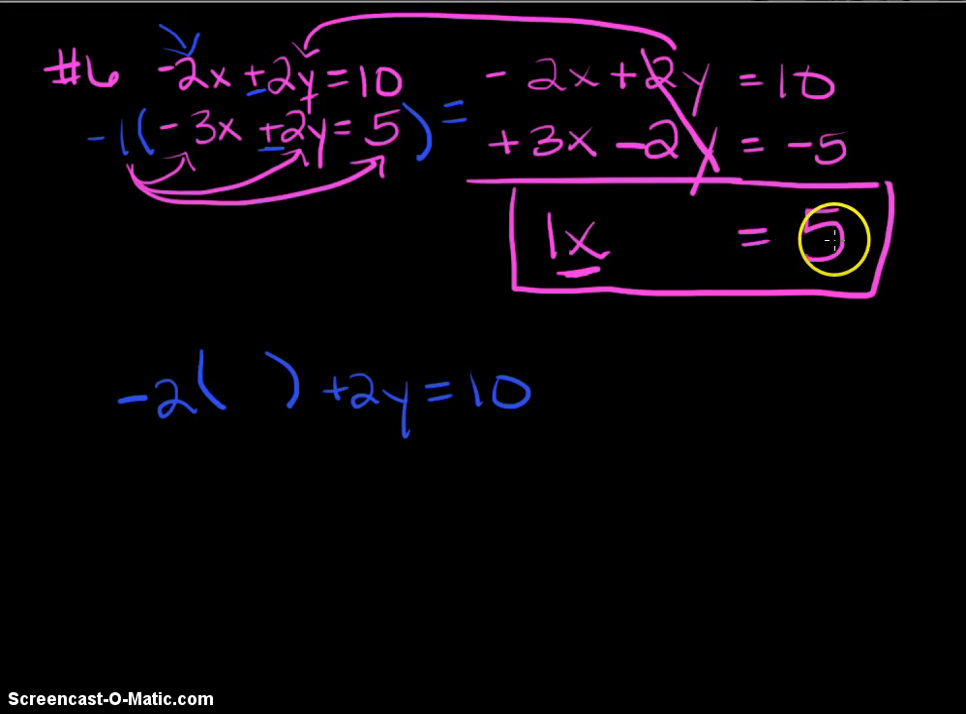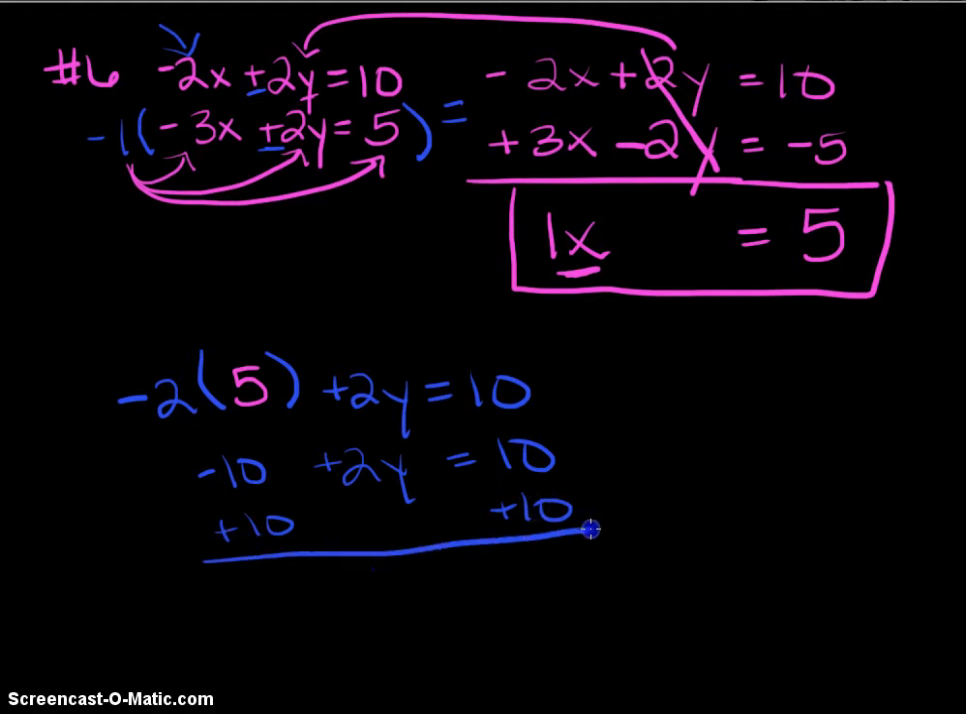All right, so now I'm going to substitute in that 5. I'm substituting in 5 for x. Then I say negative 2 times 5 is negative 10 plus 2y equals 10. And then I'm just going to solve for y. Add 10 to both sides. 2y equals 20. Okay, negative 10 plus 10 reduces to 0.